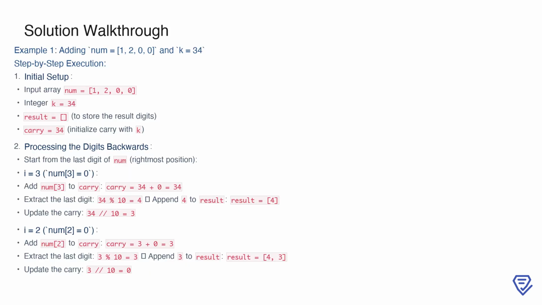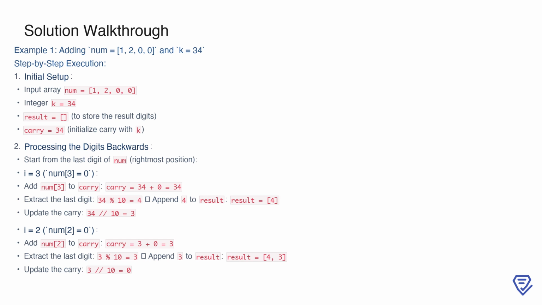Here, we start with the first example where the input array is number equals [1, 2, 0, 0], and k equals 34. To solve this, we initialize an empty list result to store the result digits and set carry to the value of k, which is 34. The process involves iterating through the digits of number from the rightmost position. Starting with i equals 3, the value at number[3] is 0. Adding this to the carry gives us 34.